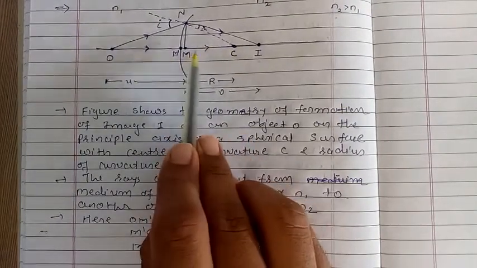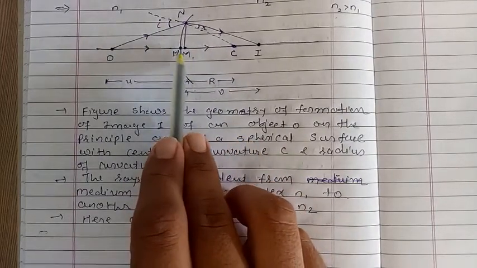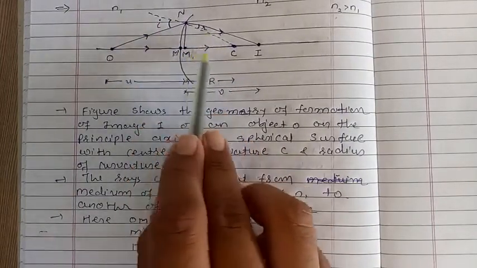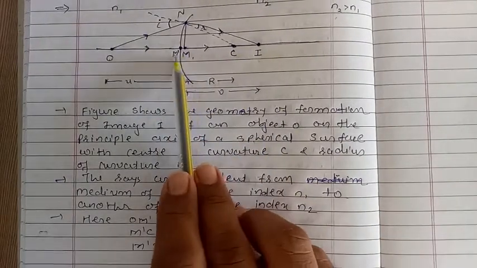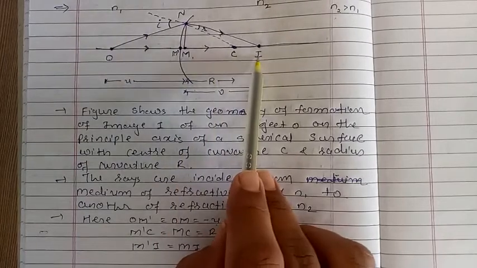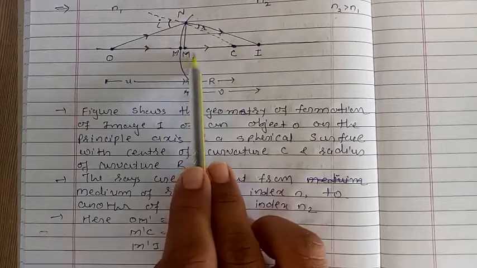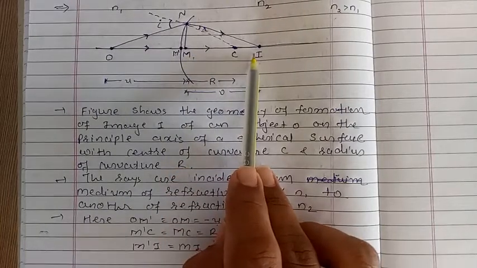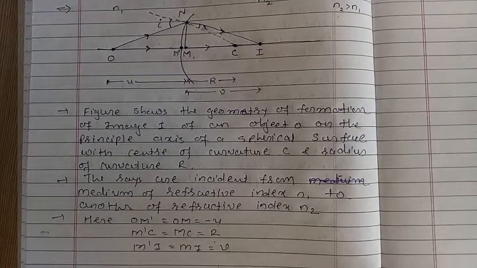MC, the radius of curvature. Here this measurement is in the direction of the incident ray, so R is positive. Then MI, the image distance, is also in the direction of the incident ray. Then we take v as positive, right? Okay, so this is our sign convention.